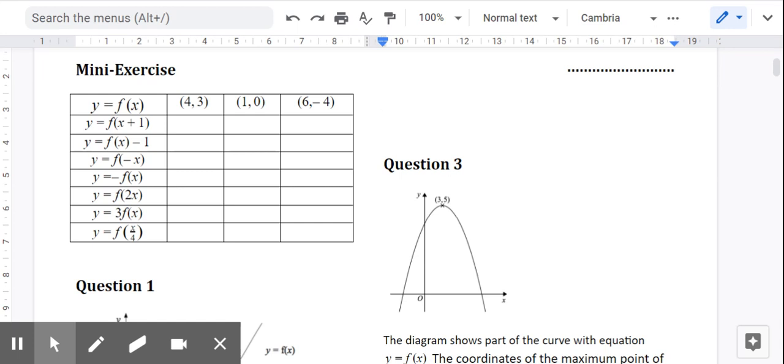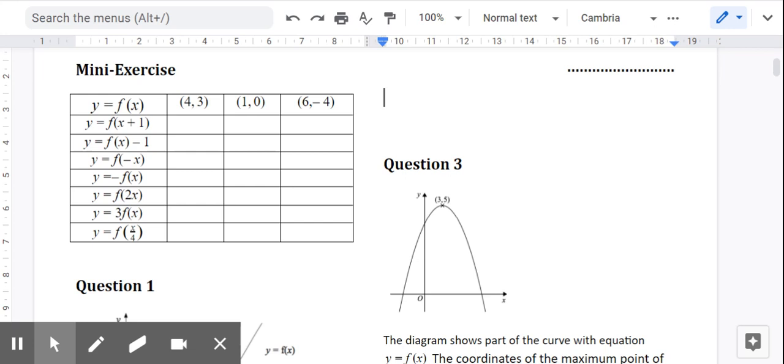Now, the first question or first mini exercise, y equal to f of x. It's called a function of x. There are three coordinates on the graph, asking us what happens to those coordinates for the functions given below. They are transformed functions, which means they're changed.